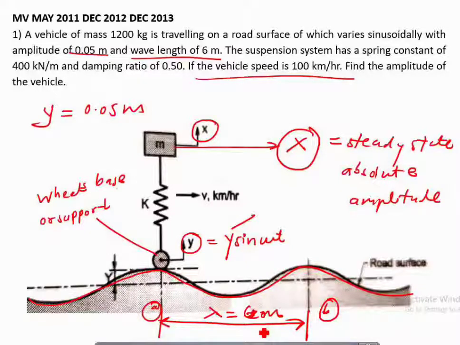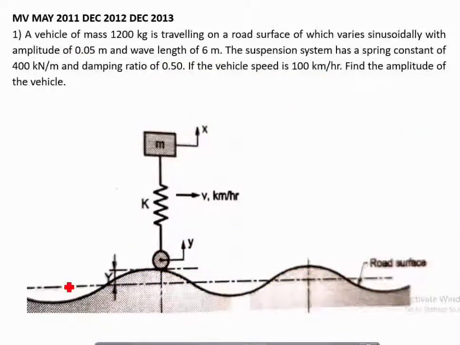Okay. So now let us solve this problem. So what they have asked? They have asked to find out the x, that is steady state absolute amplitude. Okay. So this is how we represent the particular problem in the form of this diagram.